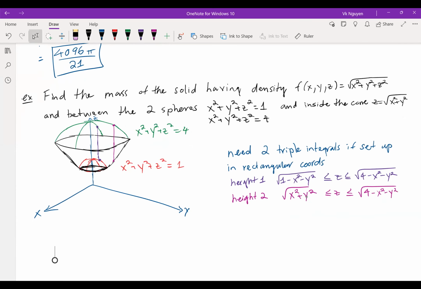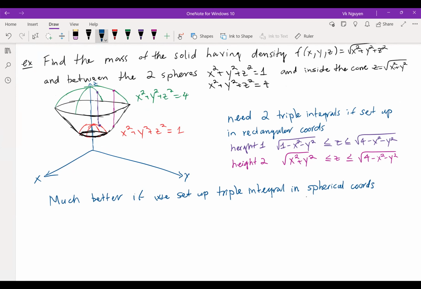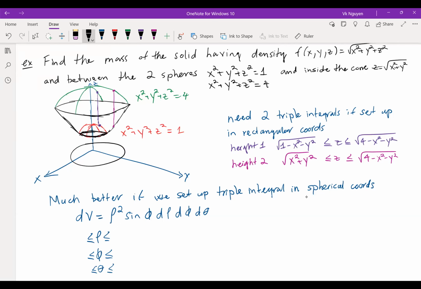So as you can see, much better if we set this thing up in spherical coordinates. So dV is rho squared sine phi d rho d phi d theta. Where does the radius go from? Where does the angle phi go from? And where does the angle theta go from? Project E onto the xy plane first, so that you can see it. That takes care of theta, region D.